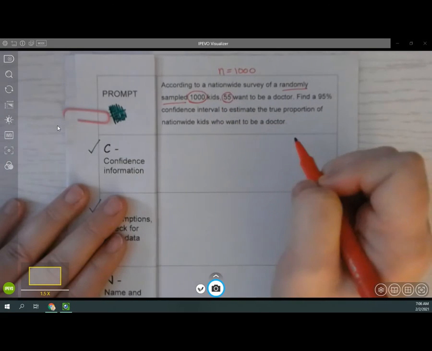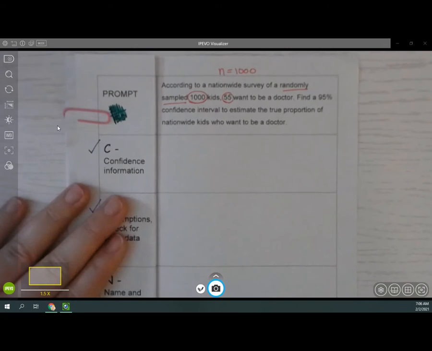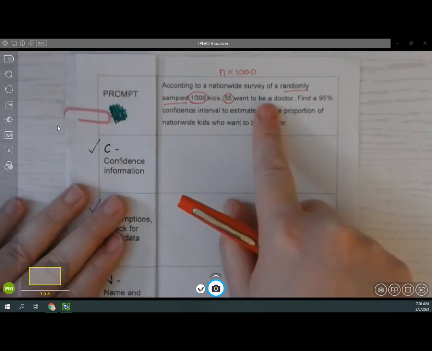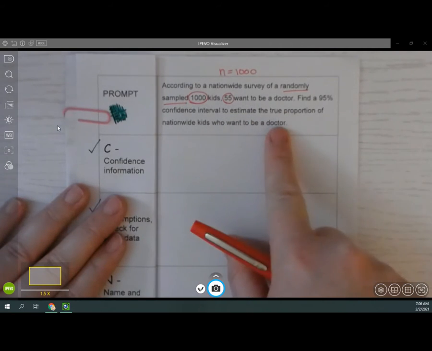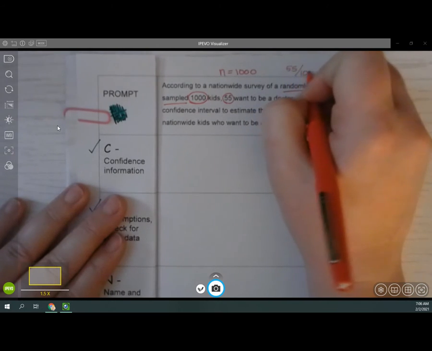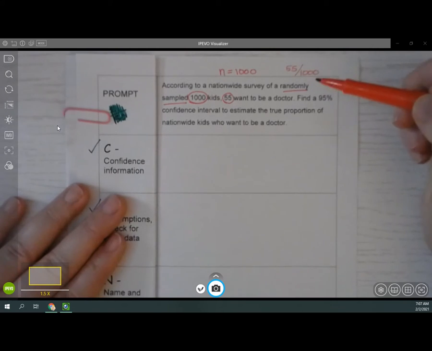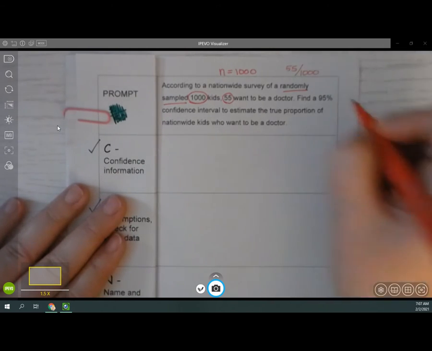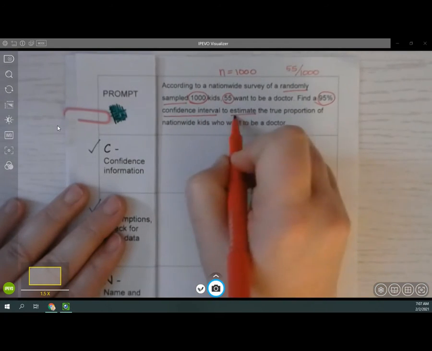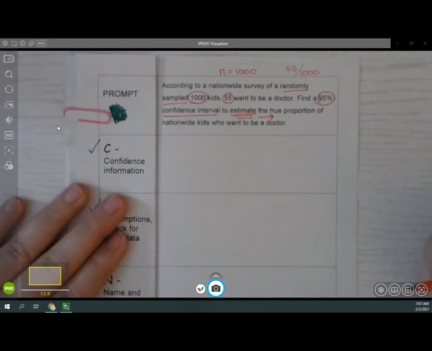55 want to be a doctor. So I'm not seeing any averages here or any means. I am seeing a success over a total. So 55 wanting to be a doctor. I care about who wants to be a doctor. I'm looking at a proportion or a fraction setup here of 55 over 1,000. That's how many want to be a doctor of how many they surveyed.